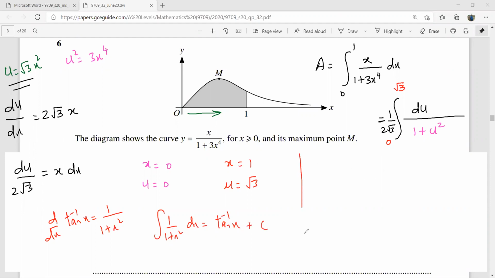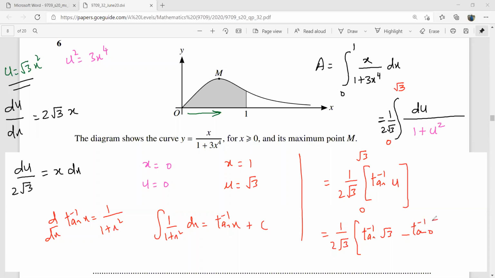So we are done with this integration. This is going to be 1 over 2 under root 3, with limits from 0 to under root 3, of tan inverse of u. That is 1 over 2 under root 3 times tan inverse of under root 3 minus tan inverse of 0. Tan inverse of under root 3 is pi by 3. So this is pi over 6 under root 3. That is the area.